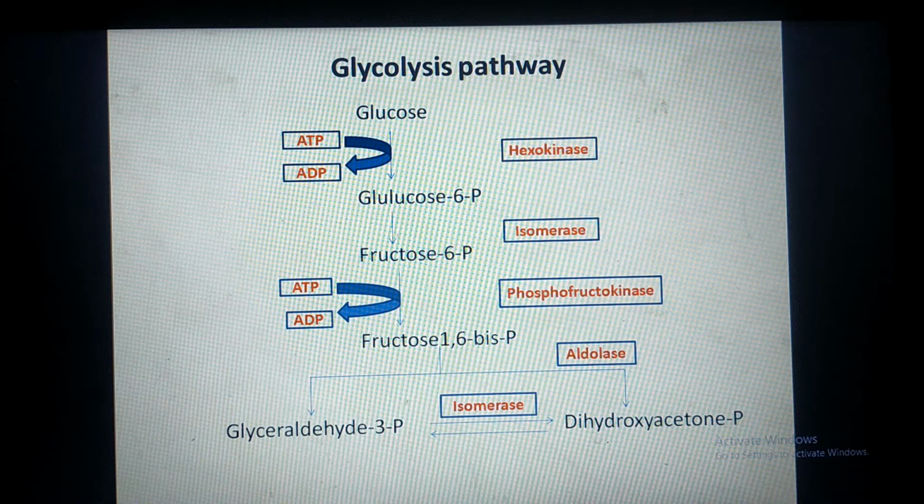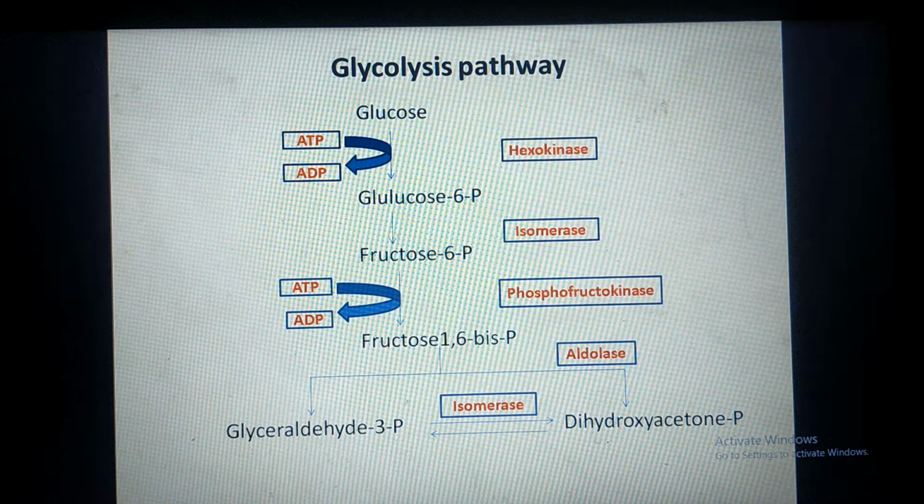So the enzyme is isomerase. In the third step, fructose 6-phosphate is again phosphorylated for the second time to form fructose 1,6-bisphosphate. Again the inorganic phosphate is provided by ATP, and the enzyme required here is phosphofructokinase. So you have seen two ATPs are utilized for the phosphorylation of the substrate at various steps.